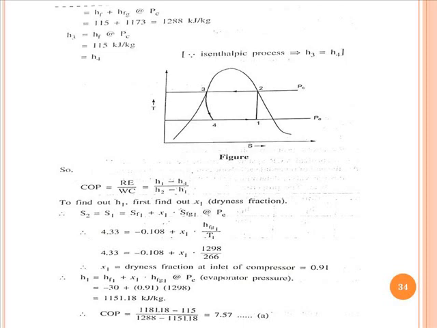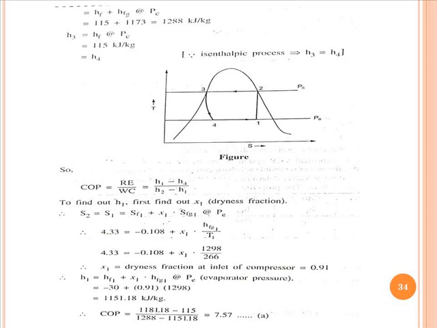The COP value which we will get is RE divided by WC. So first of all, we have to find all four enthalpy values. To find the value of H1, first we have to find the dryness fraction at state 1. So we use the formula S2, that is entropy at state 2, is equal to entropy at state 1, that is equal to SF1 plus X1 SFG1 at evaporator pressure. All the values are available here, so based on that we get the dryness fraction at inlet of the compressor as 0.91.